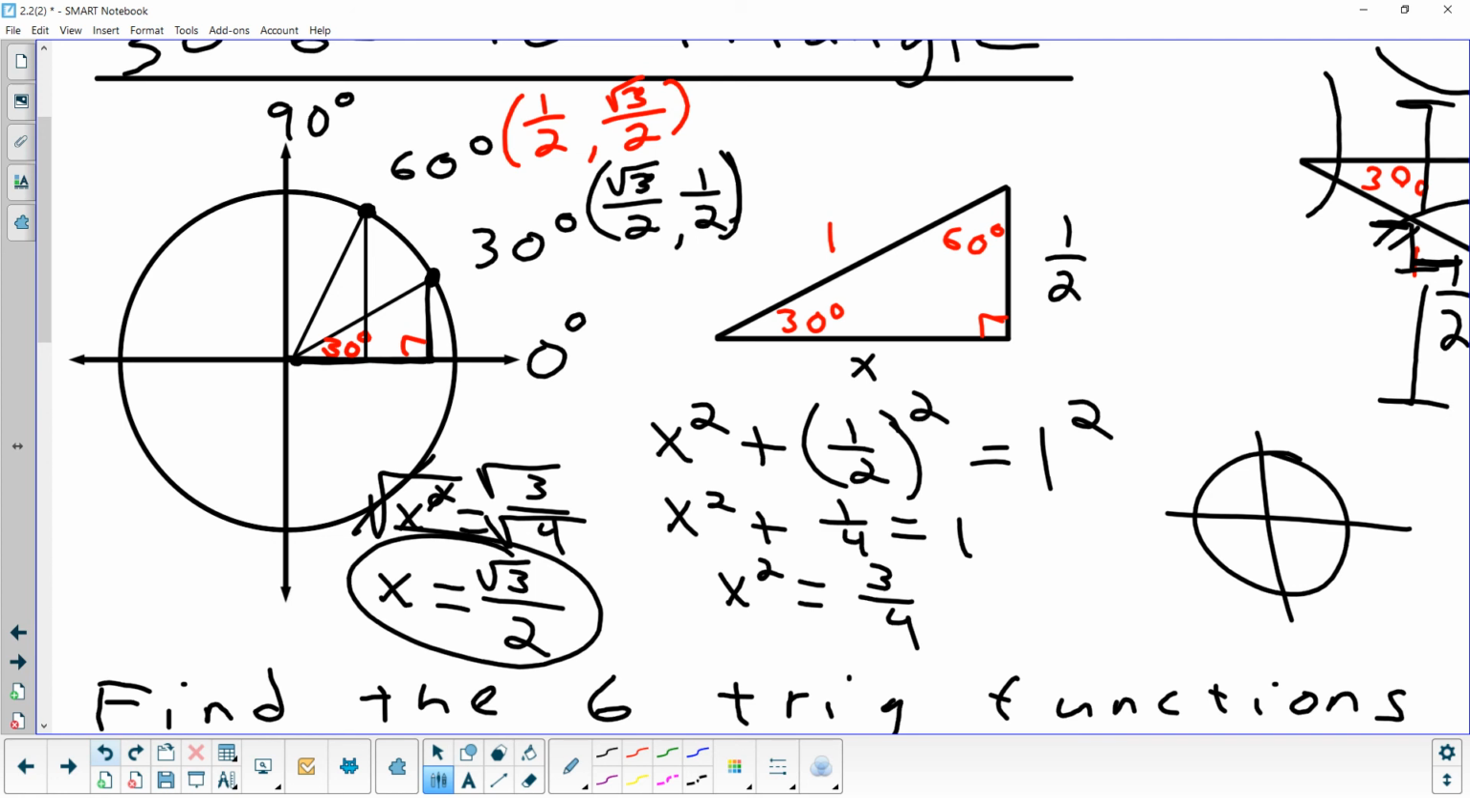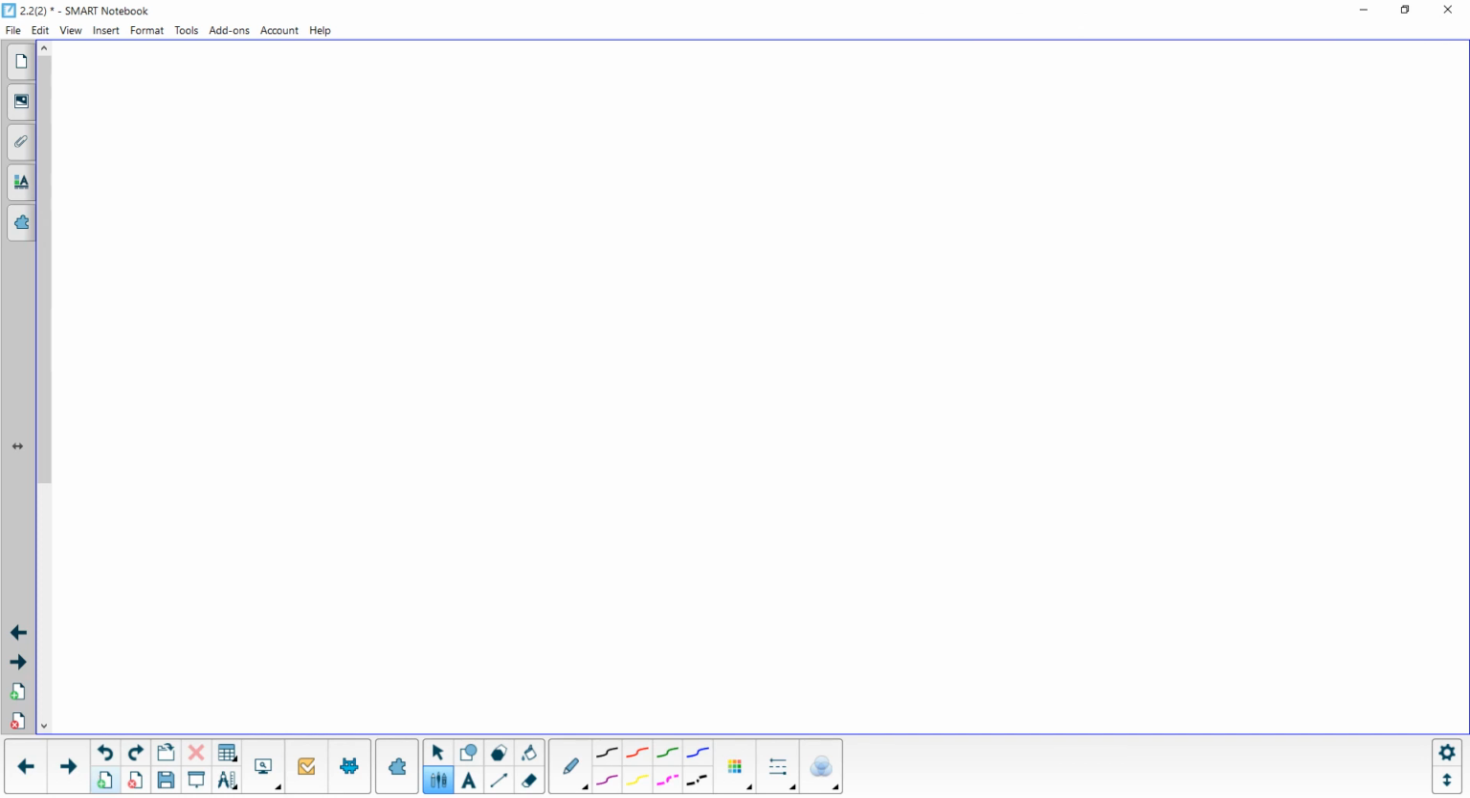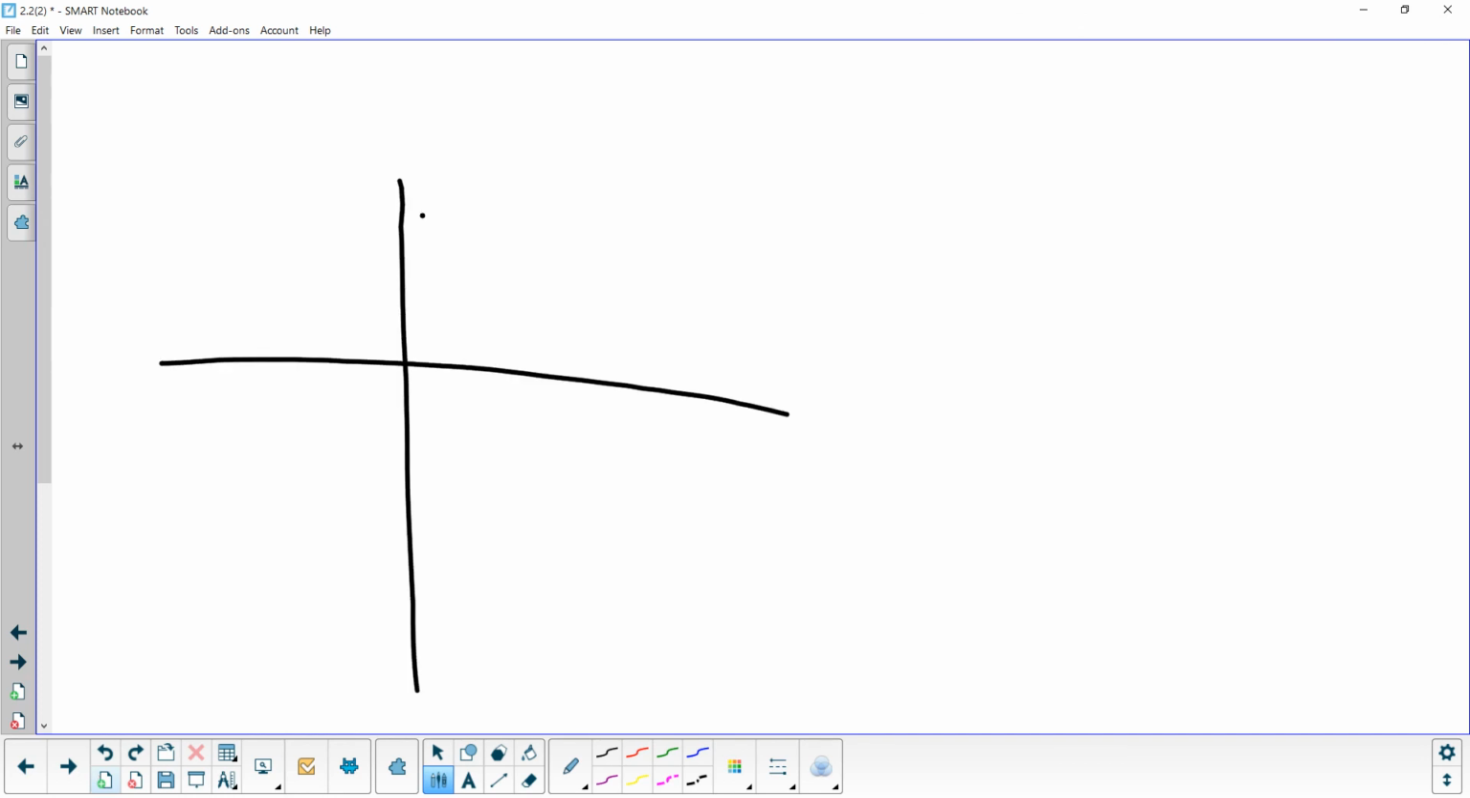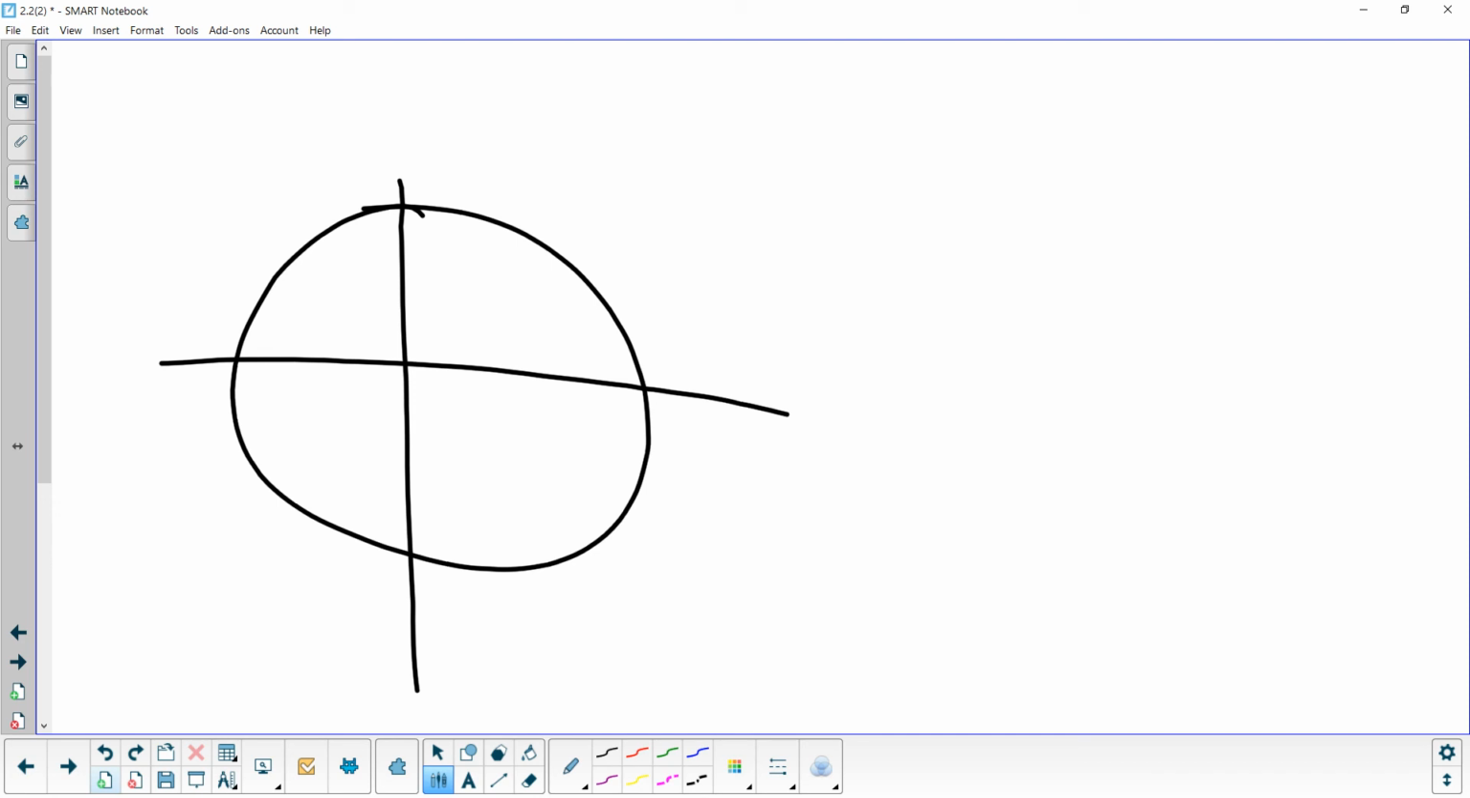Well, here's how you can remember which one comes first. Let's say we had a 30-degree angle. When you draw your 30, there's definitely one side in that triangle that's longer than the other. In this case, it's the bottom. The bottom side is longer. The height is shorter. It's smaller.